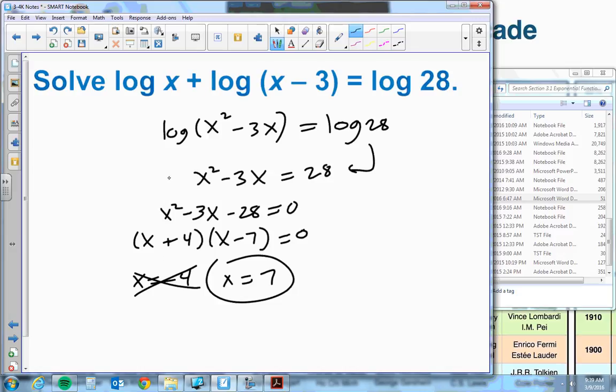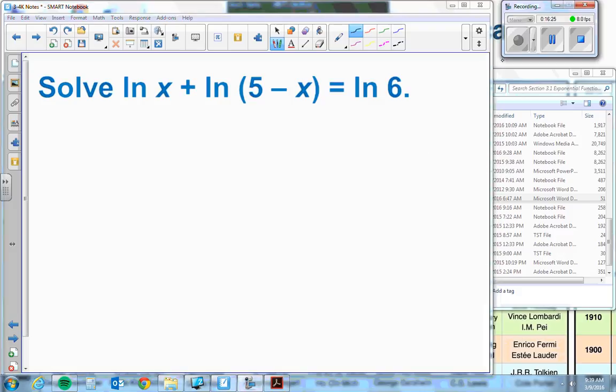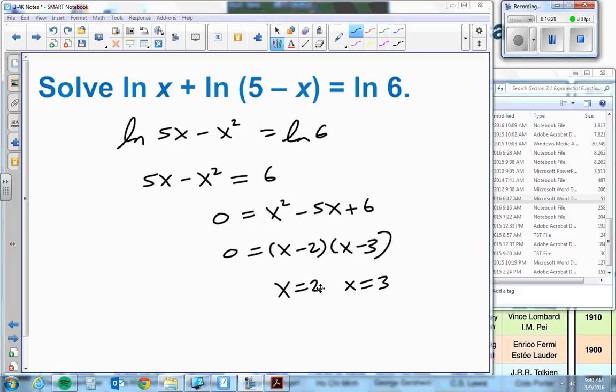So I want to see the work just like I have. You should come up with that, but then discard it, and say the only solution is 7. Okay? That's how I like to talk about it. You try this one. And just for the record, 2 and 3 both work.